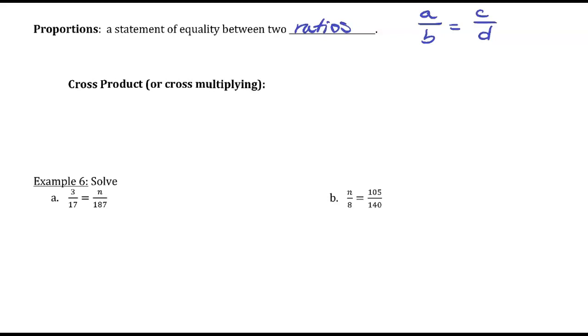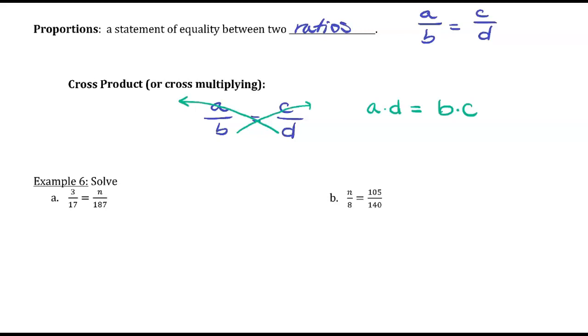The cross product or cross multiplying is a slick trick to simplifying proportions. If we have a proportion such as the one I just wrote down, we could solve it by first multiplying both sides by b and then multiplying both sides by d. What that's equivalent to is doing a times d and b times c, or a times d equals b times c. And you can see the way that I drew it, that's why we call it the cross product or the process of cross multiplying.